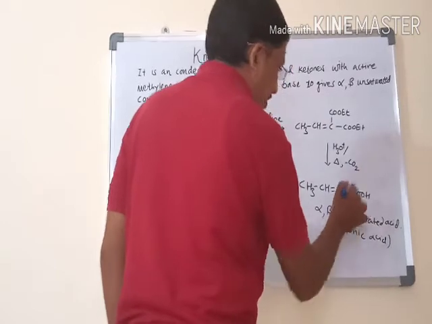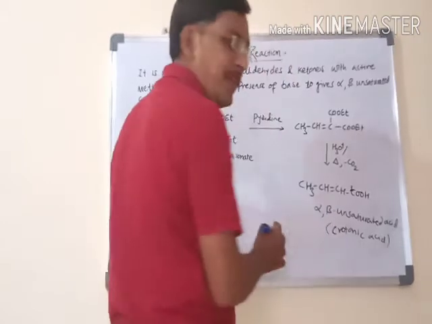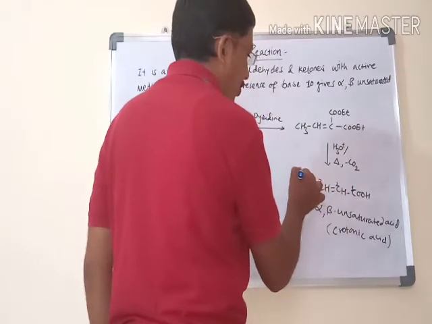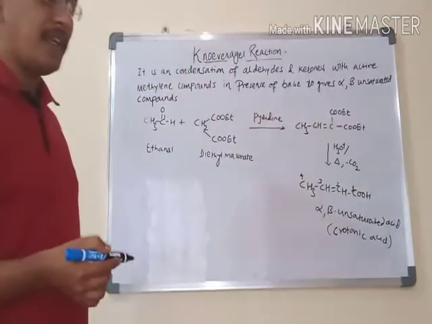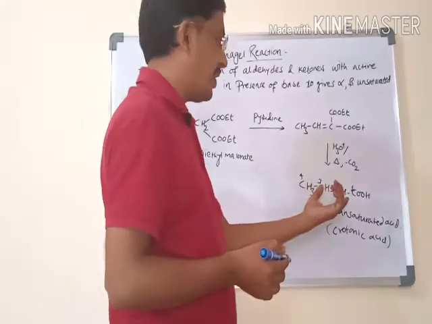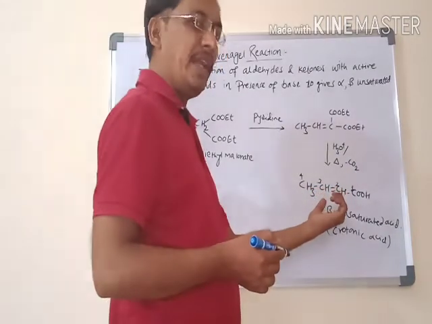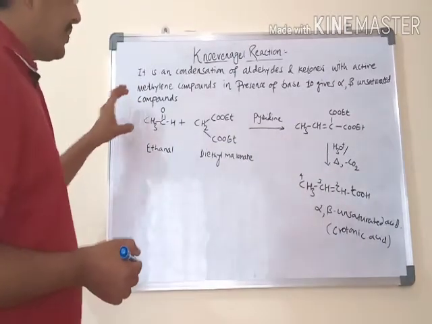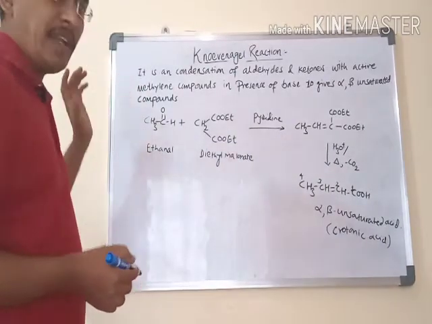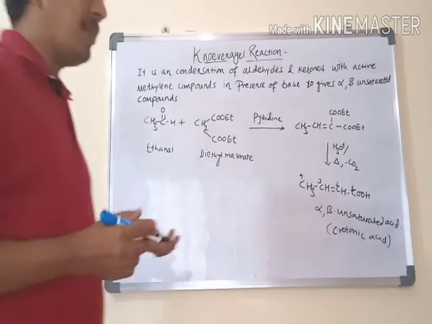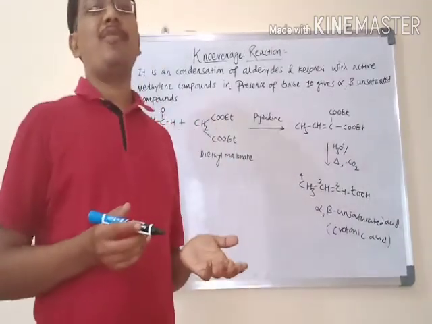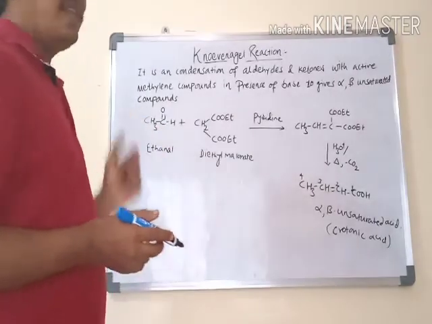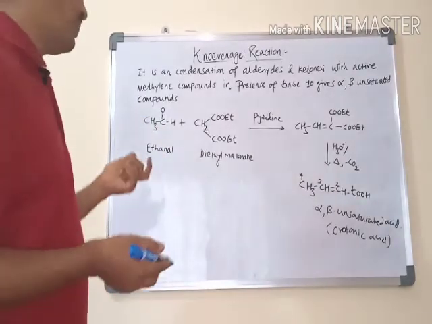Commonly it is crotonic acid, common name crotonic acid. IUPAC name: select the longest chain from the principal functional group, 1, 2, 3, 4. Double bond is present between second and third carbon. It is butenoic acid, the IUPAC name. Now see here, this is a simple reaction. If you take aldehydes or ketones, the aldehydes are more reactive than ketones, as we know in nucleophilic addition reactions.